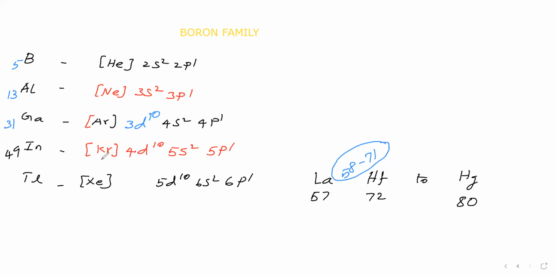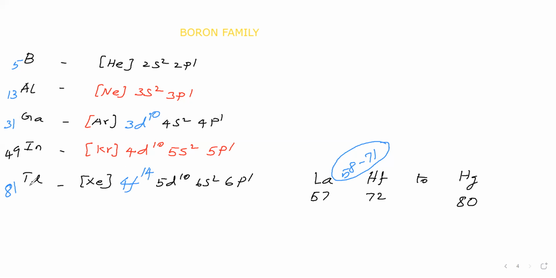Therefore, we are adding 32 to this in order to get the atomic number of thallium. So the thallium atomic number is this much. We added 32. This 4f series, that is 4f14, we have to write here.